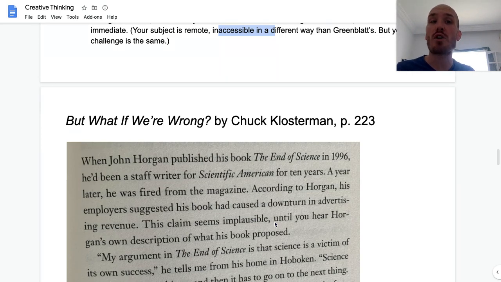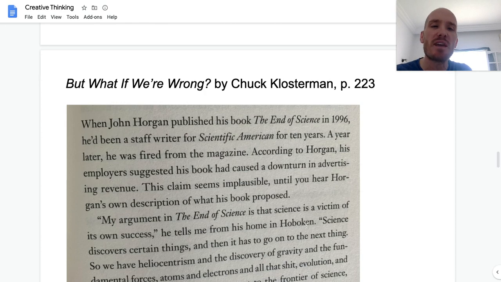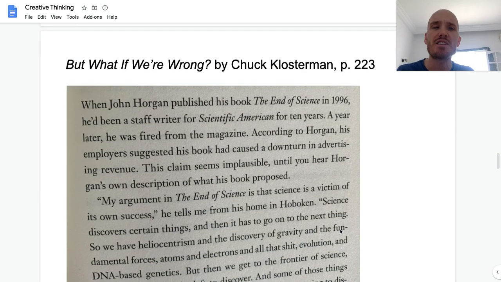He's writing for a popular audience. He's not an academic. And that might be important. I don't know. But let's jump in. This is page 223, which is sort of two-thirds, three-quarters of the way through his book. And it's the beginning of a chapter. So what's Klosterman doing here?